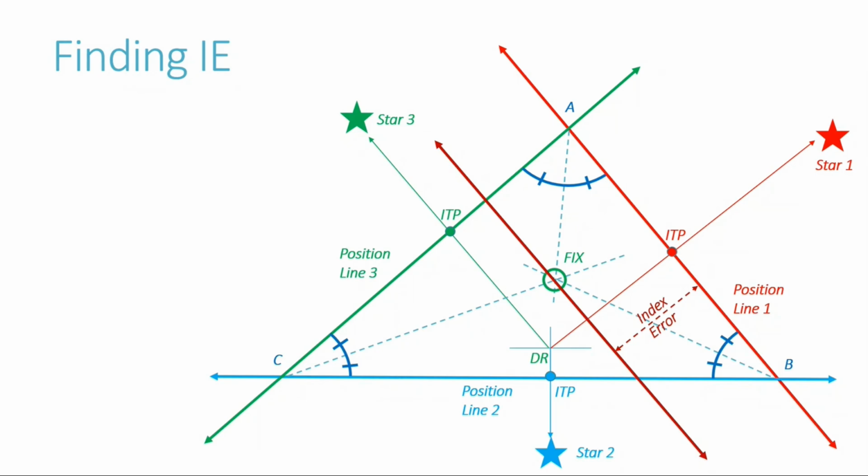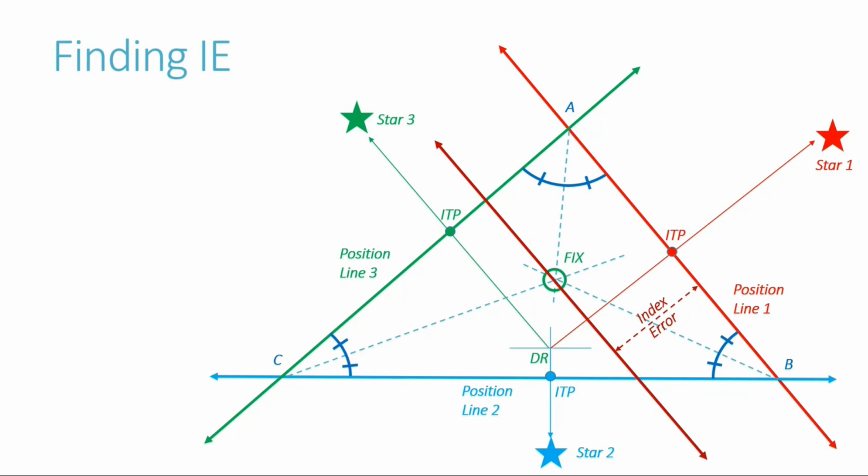Sir, for example, the distance for this index error is 5 miles, sir. So that will be like 5 minutes. Yes, beta. 1 minute is equal to 1 nautical mile. So if you get 5 miles, that means the index error is 5 minutes. Okay, sir. Okay. So is it clear now, beta?